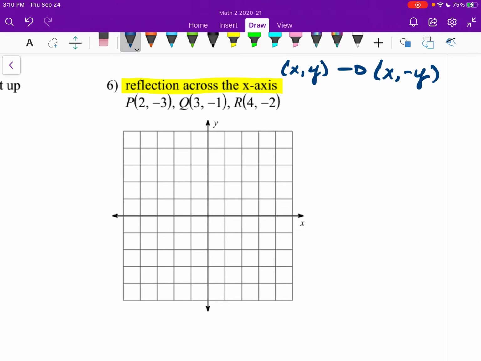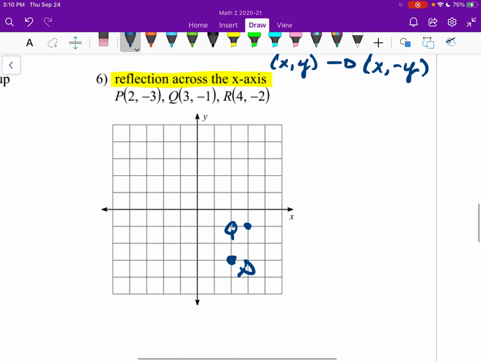So we're at 2, -3. This is P. Q is at 3, -1. And let me write that in a little bit different spot. There, I'll write Q there. And then R is at 4, -2. There's R. So here's my shape.